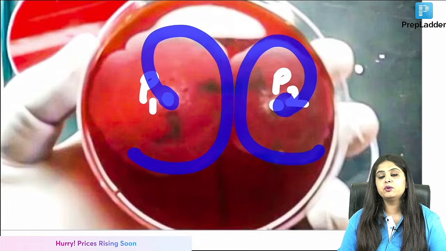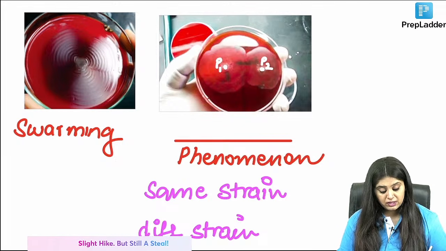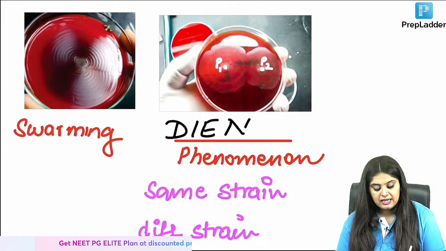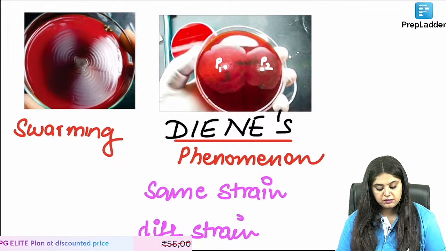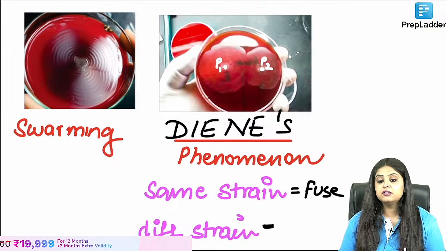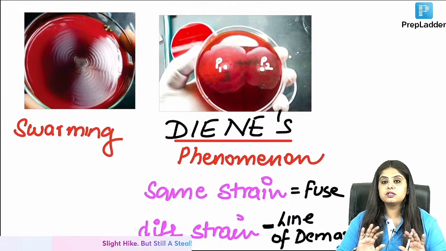This means they are different Proteus strains. What is this known as? Dienes phenomenon. No, it's not Mycoplasma, it's the Dienes stain. Dienes phenomenon means that if it is the same strain, they will fuse, like best friends. If it is a different strain, there will be a line of demarcation, and they are going to stay away from each other.